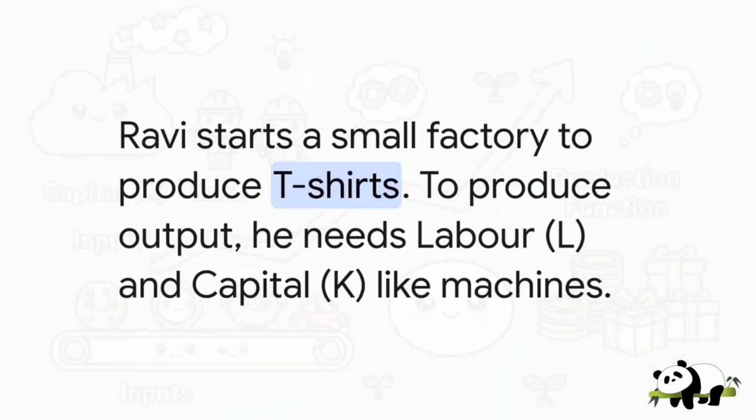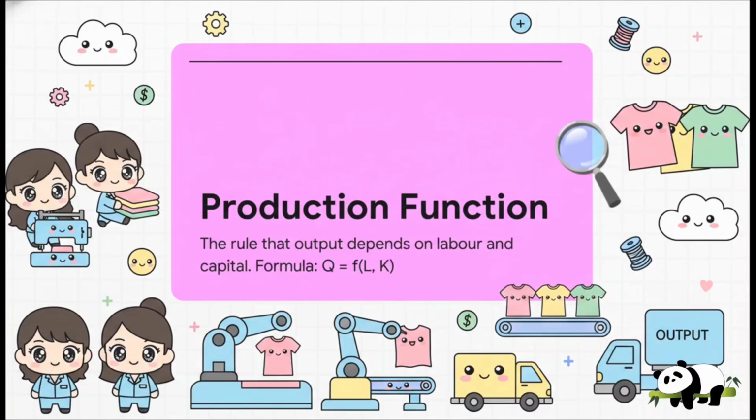Okay, to make this real, let's invent a guy named Ravi. And Ravi is starting a t-shirt factory. Now, to make any t-shirts at all, he needs 2 basic things, right? He needs labor, his workers, which we'll call L, and he needs capital, his t-shirt printing machines, which we'll call K.